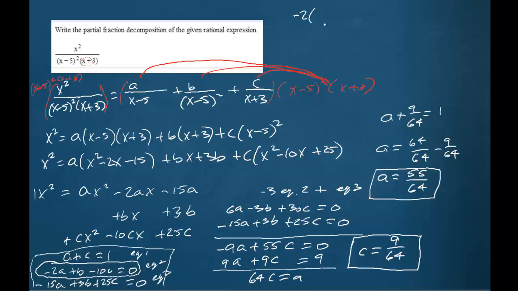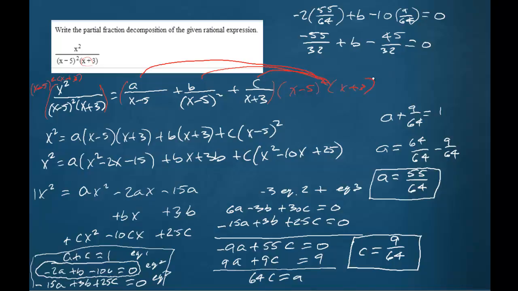So we have minus 2 times our value for A, which is 55 over 64, plus B, and then minus 10 times our value for C, which is 9 over 64, and set that equal to 0. Now we'll have minus 55 over 32 when we cancel the 2 and the 64, plus B, and then we can do the same thing with the 10 and the 64 by canceling out the 2's. And so we'll have minus 5 times 9, which is minus 45 over 32, equal to 0, which will give us B minus 100 over 32 equal to 0. We can add 100 over 32 to both sides and then reduce it by dividing both sides by 4, and we'll have B is equal to 25 over 8.